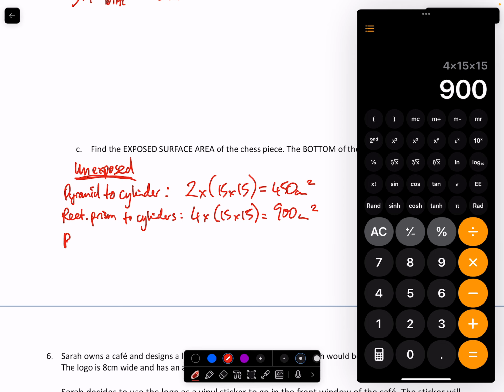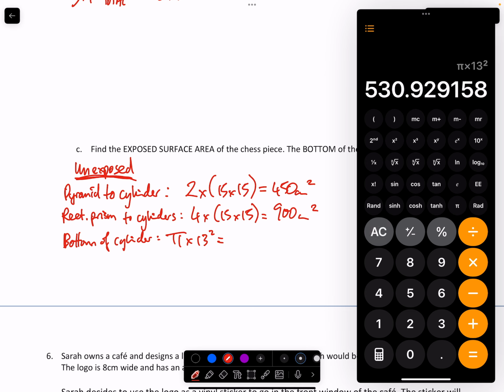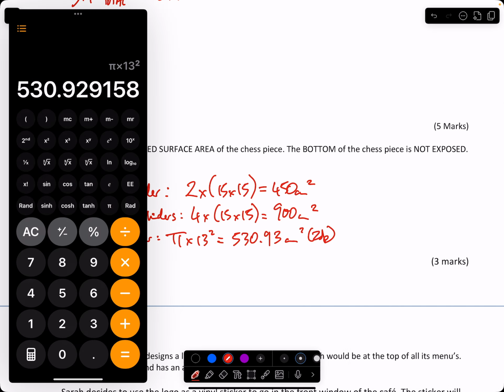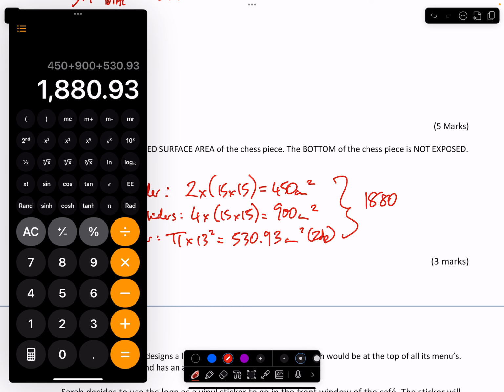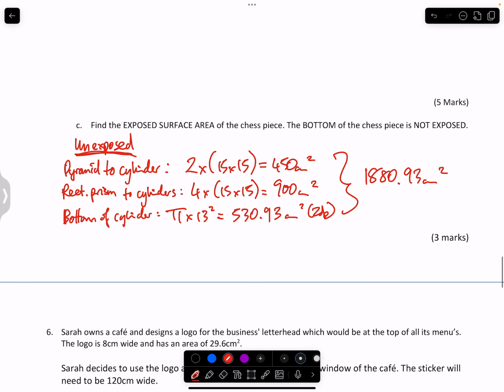Bottom of the cylinder is going to be pi times the radius, 13 squared. Pi times 13 squared, 530.93 square centimeters to 2 decimal points. So in total, that's going to be 450 plus 900 plus 530.93, 1880.93 square centimeters. That is the unexposed areas.